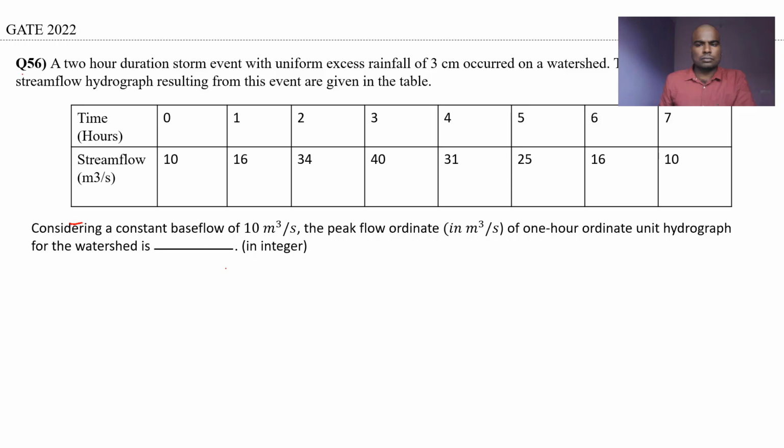This question is as follows: a 2-hour duration storm event with a uniform excess rainfall of 3 centimeter occurred on a watershed. The ordinates of streamflow hydrograph resulting from this event are given in the table. So please note down, this is a 2-hour duration storm event and has a rainfall excess of 3 centimeter. And this particular event resulted in the streamflow hydrograph of these ordinates.